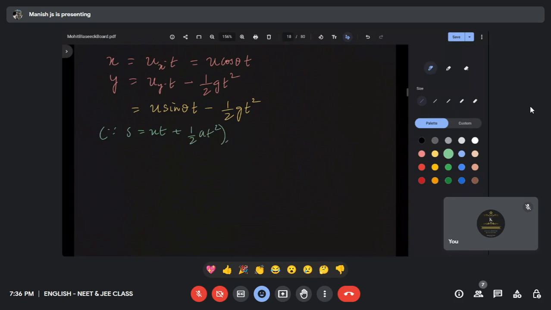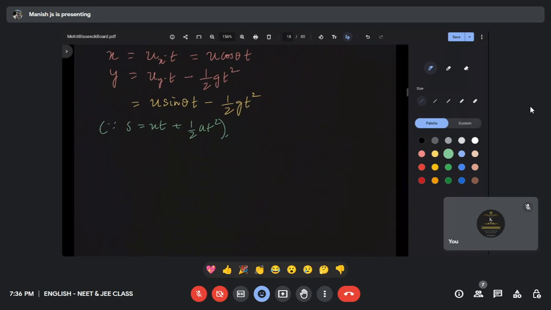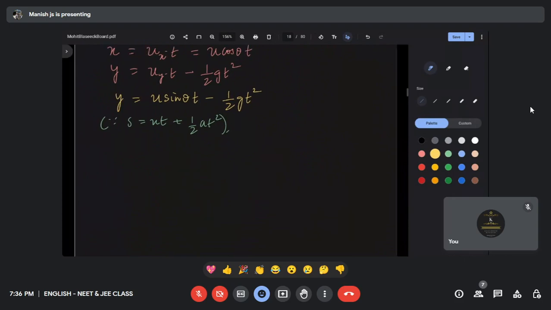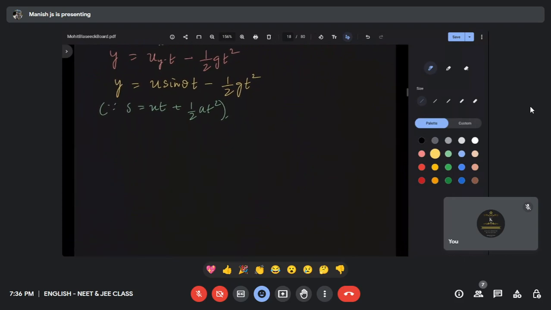You may be wondering how this equation came. It came from the second equation of motion. Why did we take the negative sign? Because it's going against gravity as it moves upwards, and hence the negative sign. So this is very important. This is for the y-axis direction. Okay, simple.